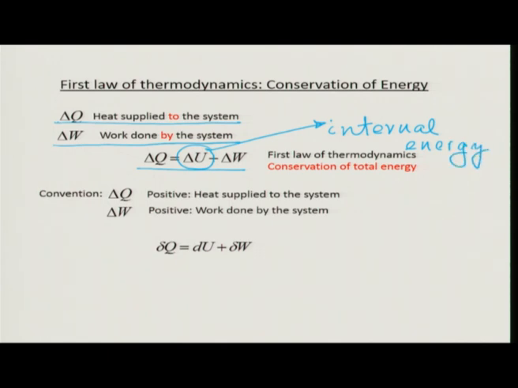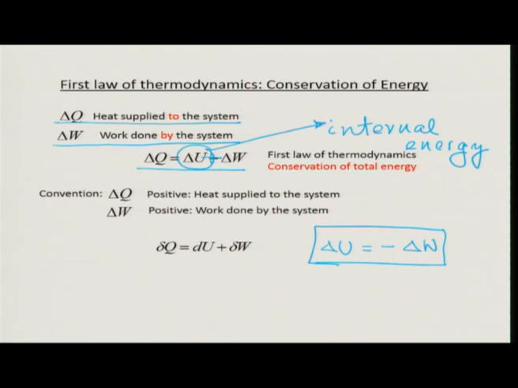Okay? So, you see, if delta W is 0, the first example of the previous slide, delta Q is delta U. So, whatever heat I supplied went into increasing this internal energy. Okay? And then if I do some work, but do not allow any heat exchange, so that delta Q is 0, you see delta U is equal to minus delta W, and this is where I need to fix a convention.